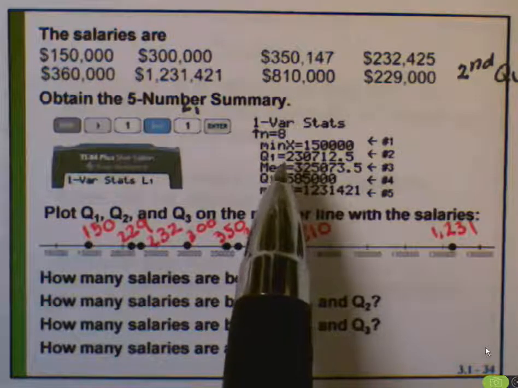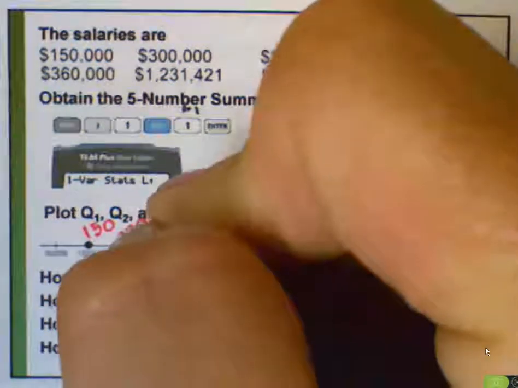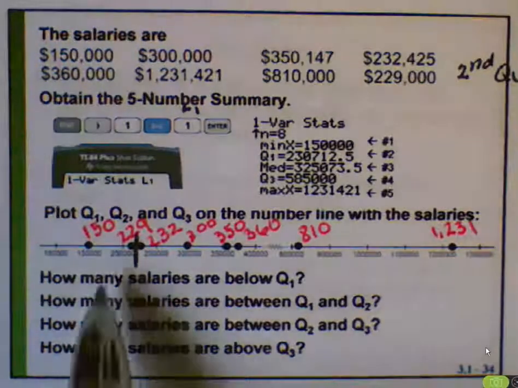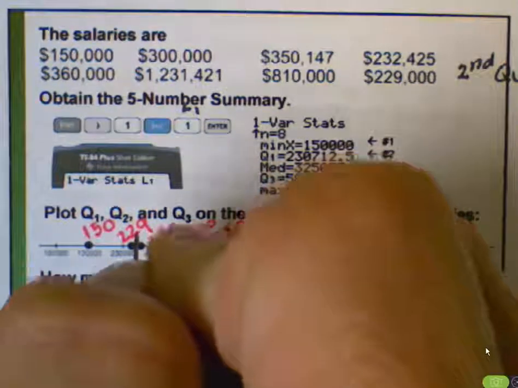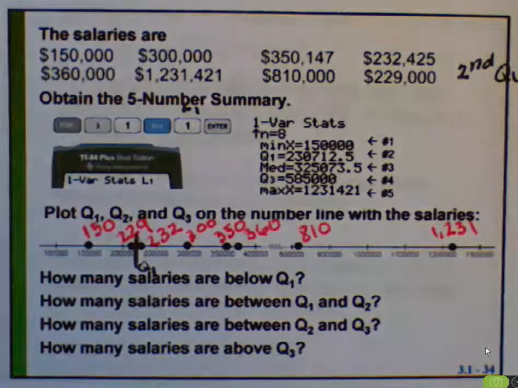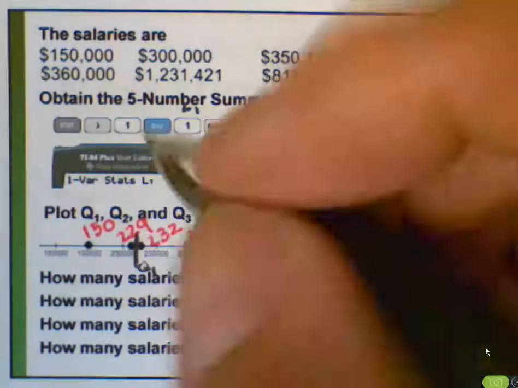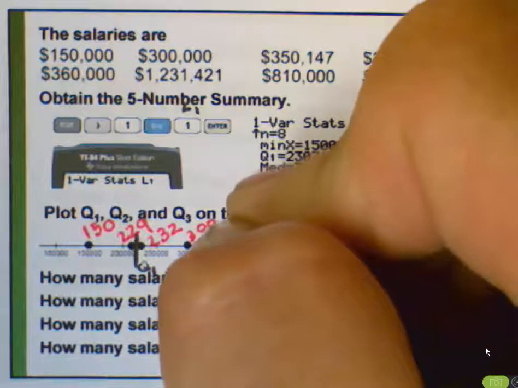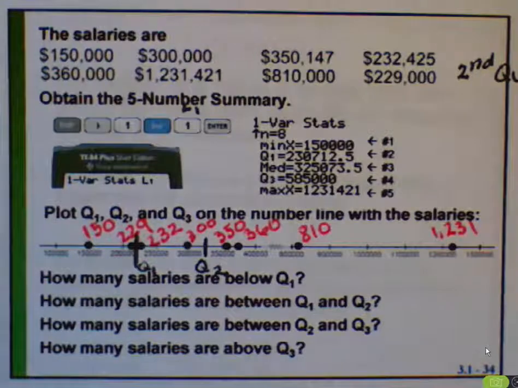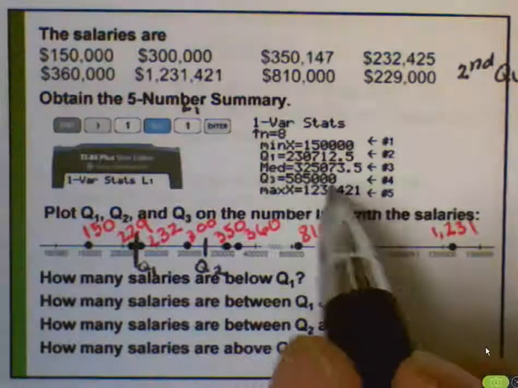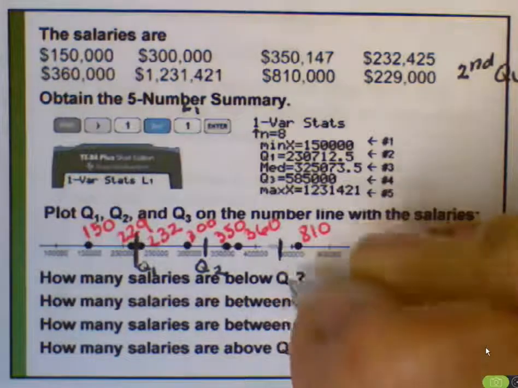The first quartile is about 231-ish thousand dollars. It would be between the 229,000 and the 232,000. That's where Q1 is. The second quartile, or the median, is about 325,000. That would be about halfway between 300,000 and 350,000. That's the second quartile. And the third quartile is about 585,000. It's here somewhere.